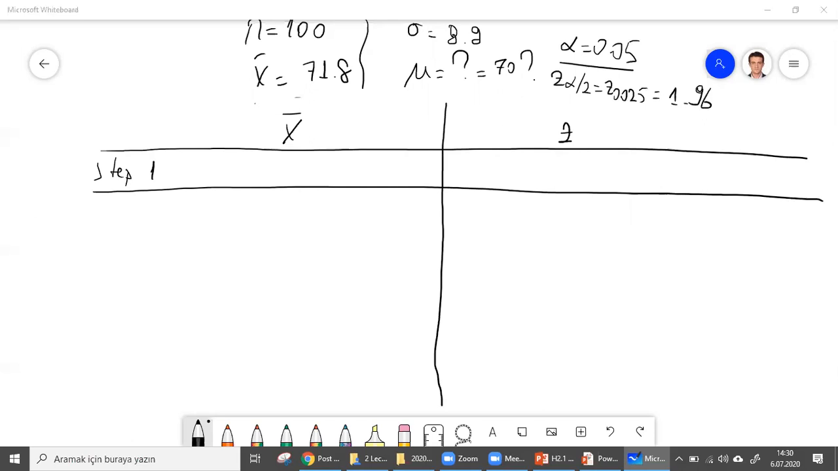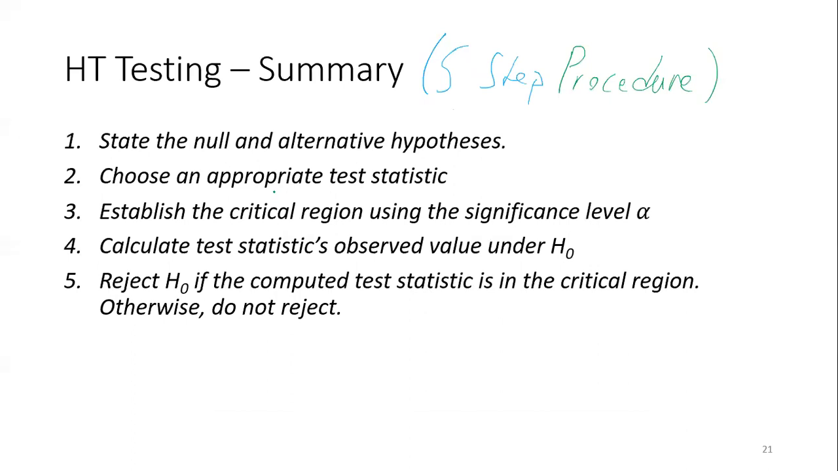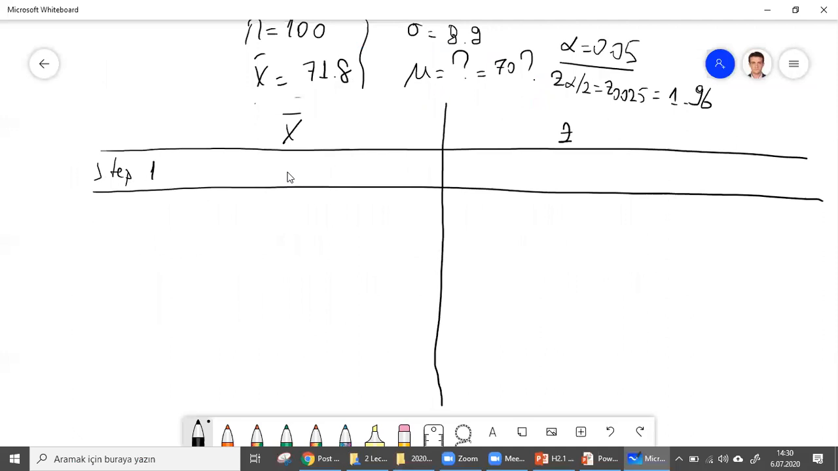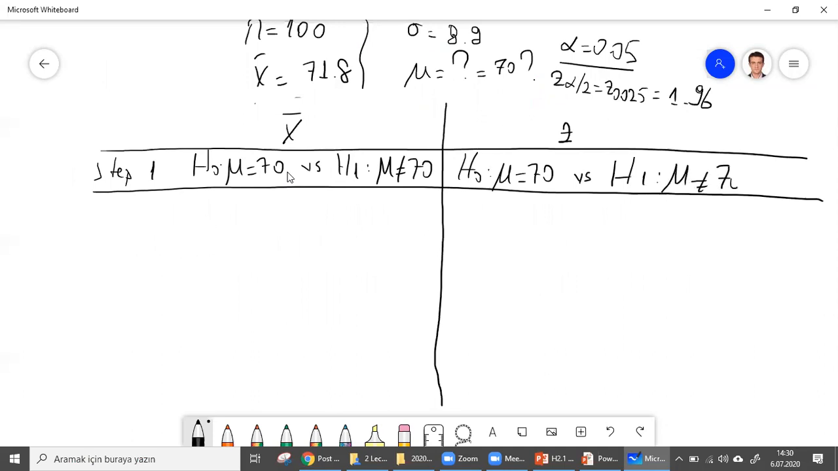Now, look at step 1: state the null and the alternative hypothesis. I'm testing H0: mu is equal to 70 versus H1: mu is not equal to 70. If you use Z as your test statistic, the hypothesis will be the same. There's no change in the hypothesis: H1 mu is not equal to 70.